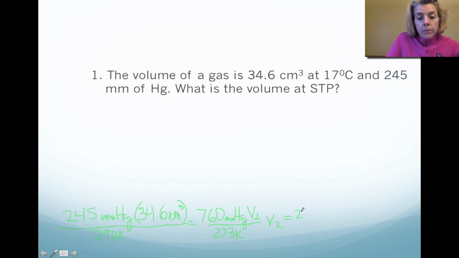and I'm going to multiply it by 245 millimeters mercury times the volume, which is 34.6 centimeters cubed, times the temperature, which is 273. I cross multiplied, divided by 290 Kelvin, and I cross multiplied the pressure, which is 760. Now notice everything should cancel out. The only thing I should be left with is centimeters. And when I do that, I get 10.5 centimeters cubed.